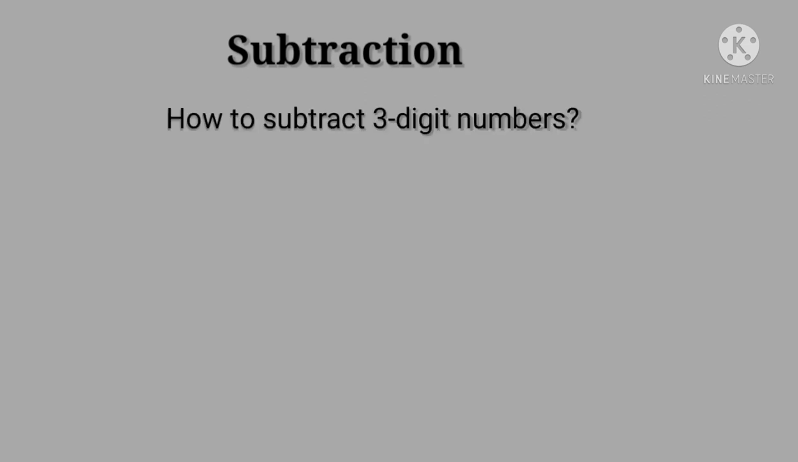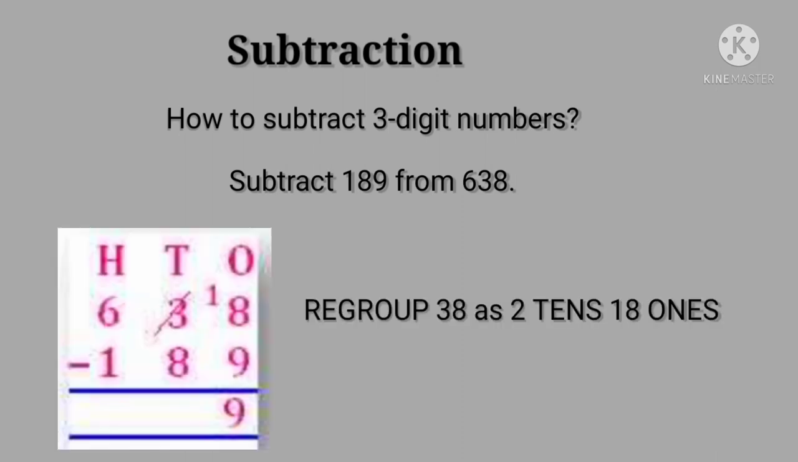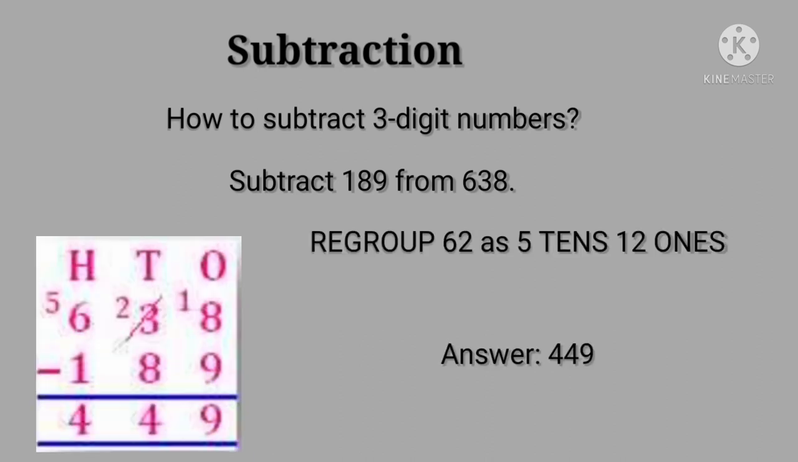How to subtract 3-digit numbers? We'll see with one example. Subtract 189 from 638. Here regroup 38 as 2 tens and 18 ones as shown in the picture. Then regroup 62 as 5 tens and 12 ones. So here we get 449.